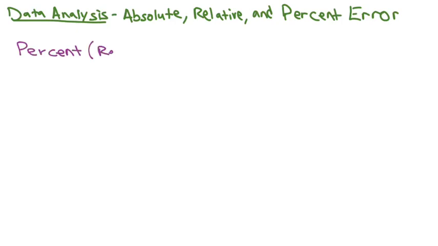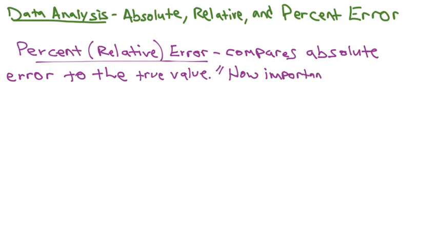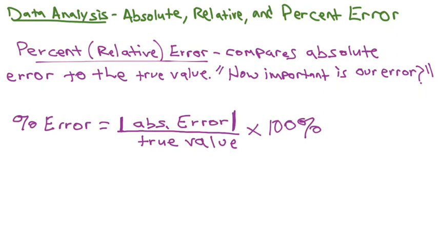So that's why we've got to look at percent error or relative error, both the same. So this compares the absolute error to the true value of the measurement. In other words, how important is our error? So percent error takes the absolute value of the absolute error and divides it by the true value and multiplies it by 100%. If you need to calculate the relative error, you'll simply not multiply by 100%. But most of the time we talk about percent error in chemistry.